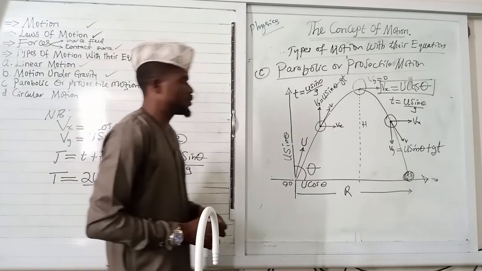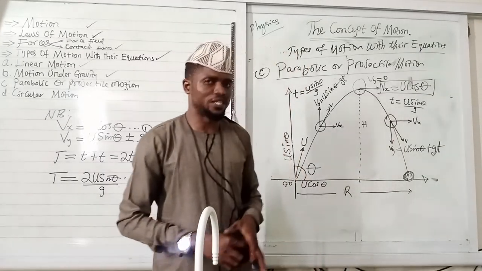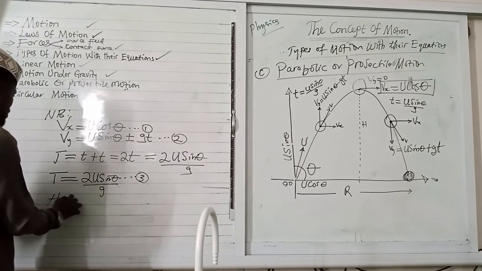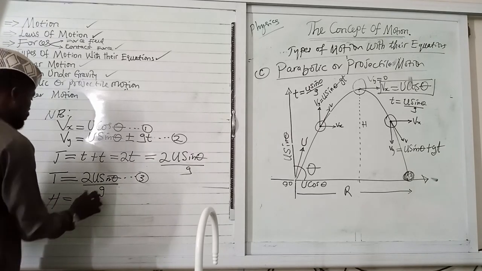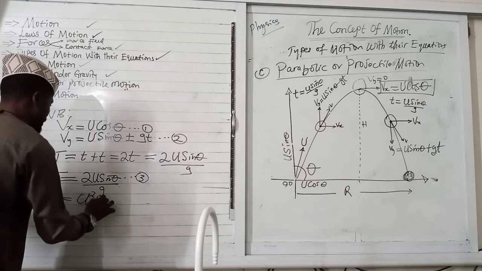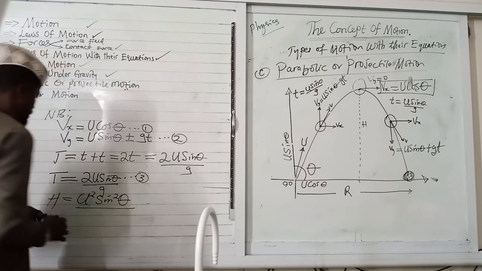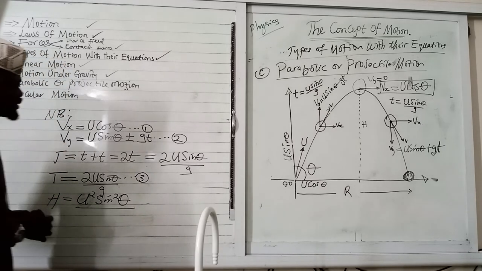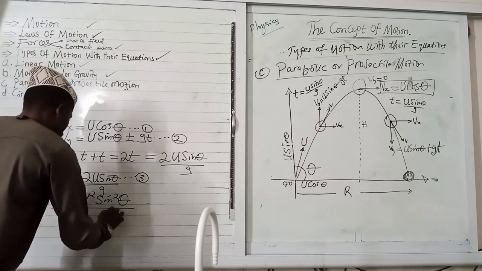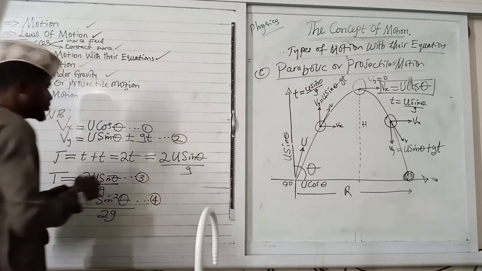The next thing we want to look at is the maximum height of the projectile. The maximum height of the projectile is given as H is equal to u squared sine squared theta divided by 2g. We call this equation number 4.